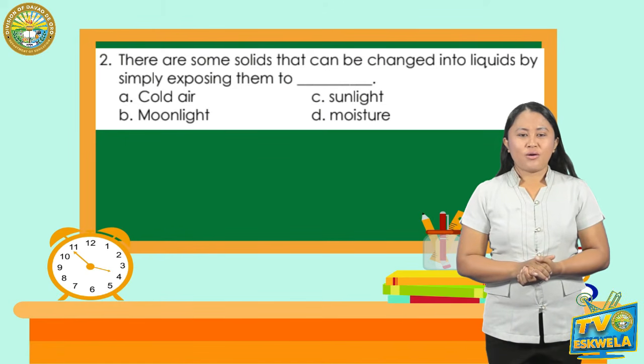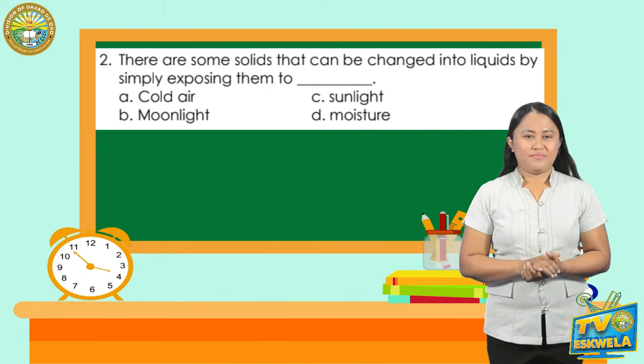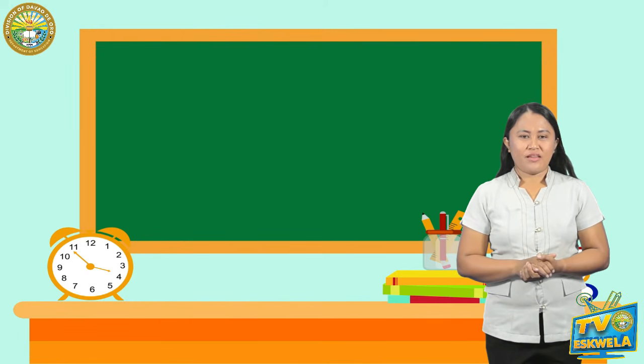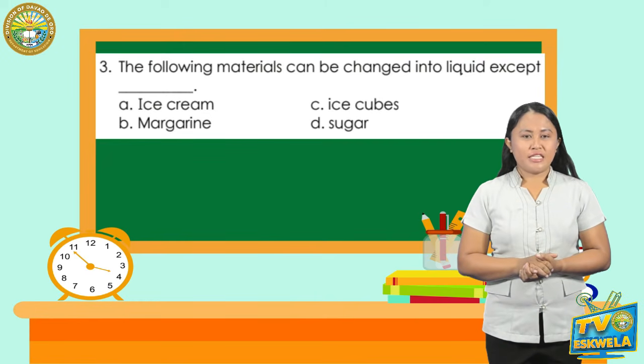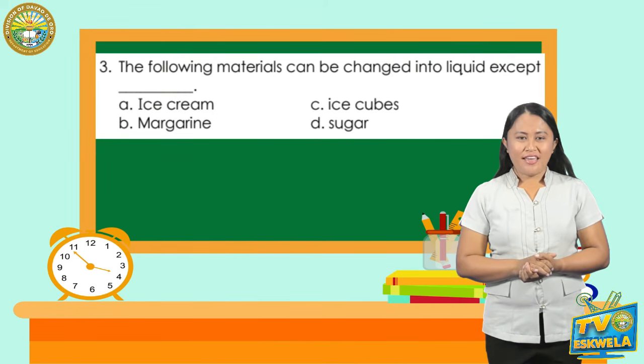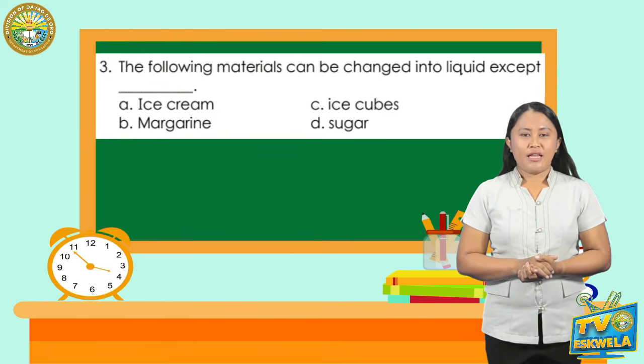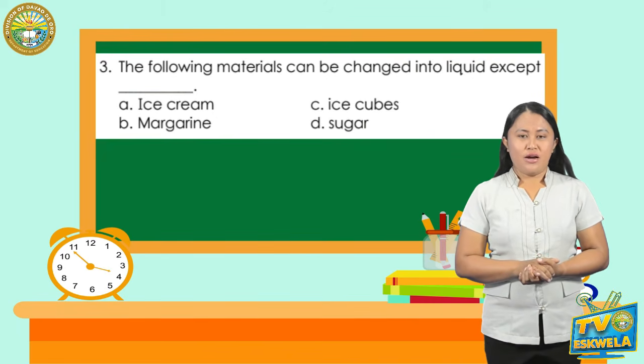Number 2. There are some solids that can be changed into liquids by simply exposing them to letter A. Cold air, letter B. Moonlight, letter C. Sunlight, and letter D. Moisture. Number 3. The following materials can be changed into liquid except letter A. Ice cream, letter B. Margarine, letter C. Ice cubes, and letter D. Sugar.